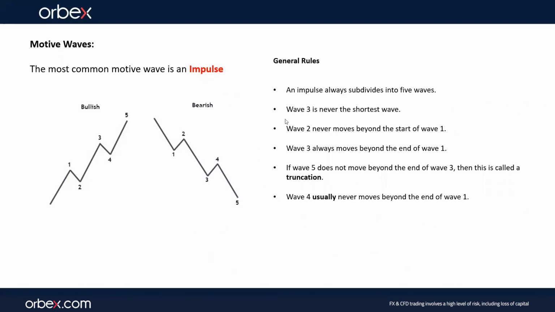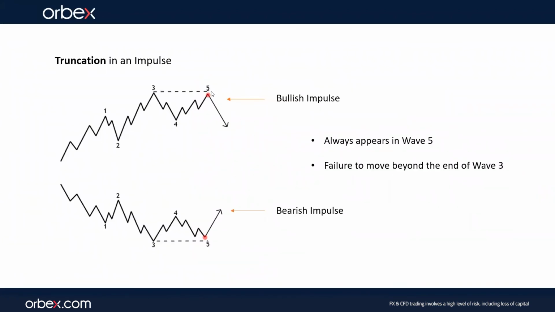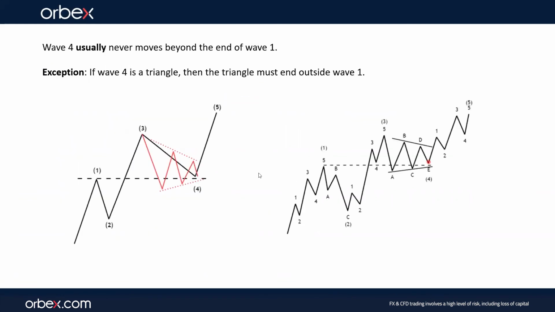Wave 3 is never the shortest wave. That's very important. Truncation occurs when wave 5 ends shorter than wave 3. We've also got this exception: if wave 4 is a triangle, and triangles are made of A, B, C, D, E waves, 5 waves, they can start outside, in the territory of the end of wave 1. However, they have to finish above this wave 1 end line.